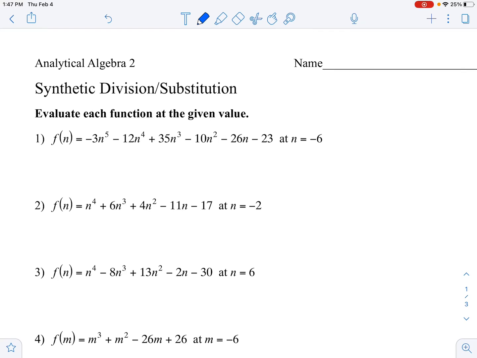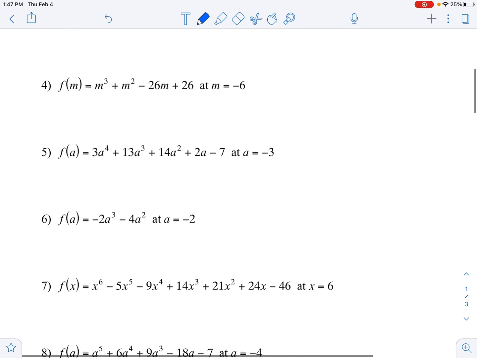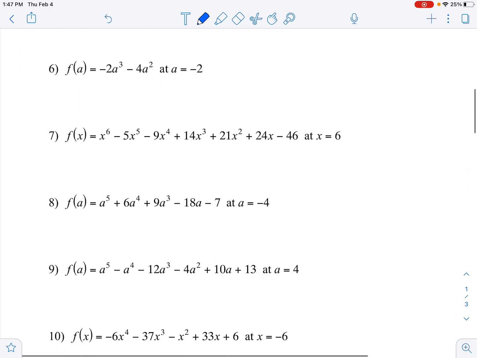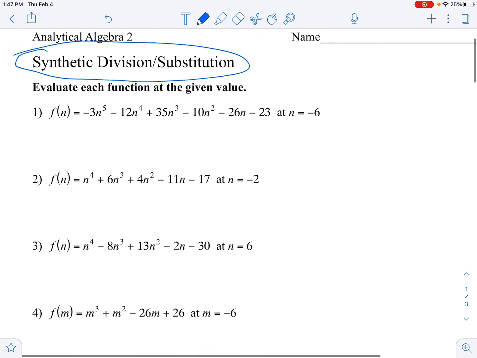Going to work on some synthetic division and substitution today. So the expectation is we do the first 5 together on this video so you can see the pattern. Then you are going to be expected to do the last 5 on your own and submit those answers in Canvas.